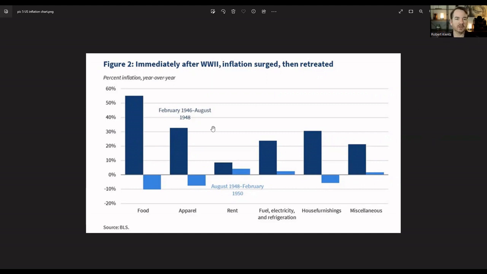So after World War II, we had very high inflation, and then it came down. Why do we have very high inflation? We had a lot of demand to rebuild the economy. We had demand of consumers wanting modern things like refrigerators. It basically was the era of the expansion of the middle class. And so there was also a lot of pent-up demand.